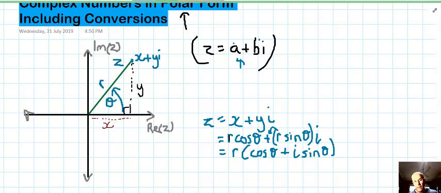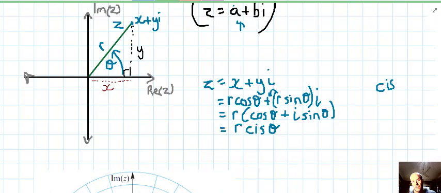Now that is the basic form of a complex number in polar form. To abbreviate all that, we use the notation cis, and that's cos i sin. So we've got r cis theta, which means r times cos theta plus i sin theta, which abbreviates what we have to write. So there we have it. That's the basic polar form.